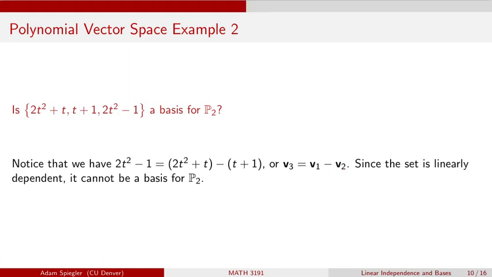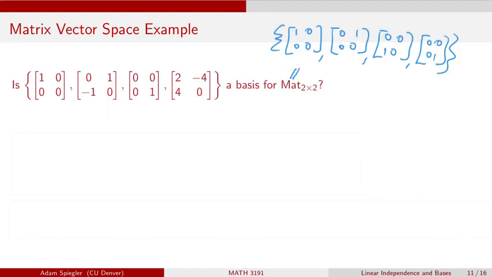And so since this set of three vectors is linearly dependent, without even worrying about whether they span all of the set of degree 2 polynomials, it doesn't even matter, because we've already violated the condition that these vectors need to be linearly independent in order to be a basis, and they are not. So this set is not a basis for P2. Okay, let's take a look at one last example in this video.